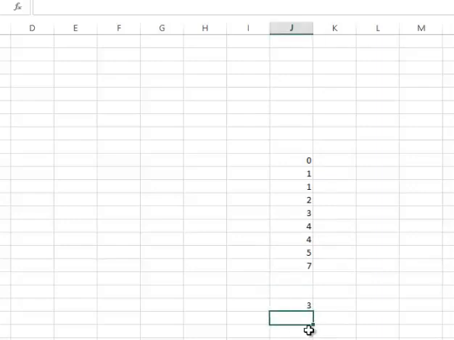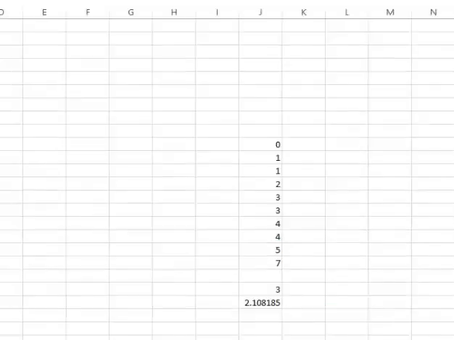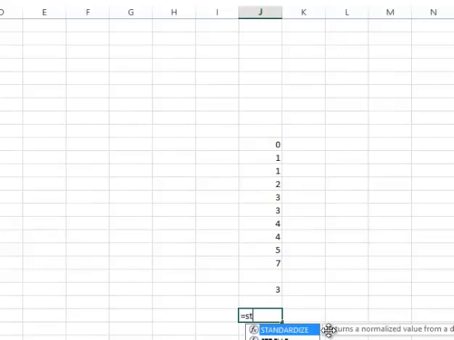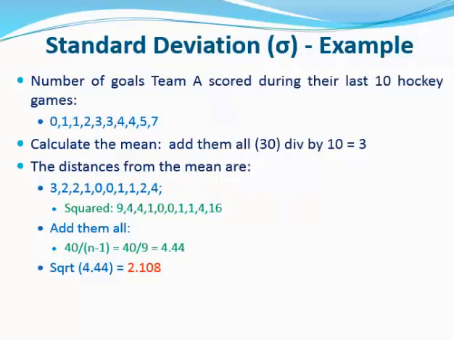If you want the standard deviation, Excel allows you to do that simply by typing STDEV, standard deviation. We're going to highlight all of these, press the tab key, and the standard deviation comes out. Excuse me, I just made another mistake. I had left out a 3. But anyway, these were the 10 that we originally had: 0, 1, 1, 2, 3, 3, 4, 5, 4, 4, 5, 7. So I'm going to go equals STDEV, open parentheses, put all of these in here, and your answer is 2.108185. And in our example, I rounded it off to 2.108.